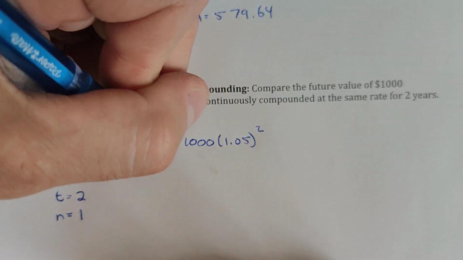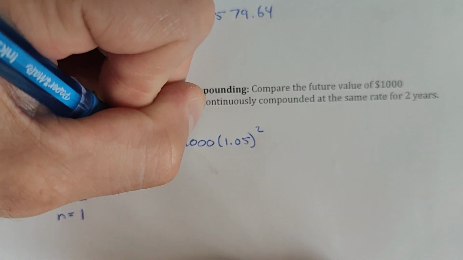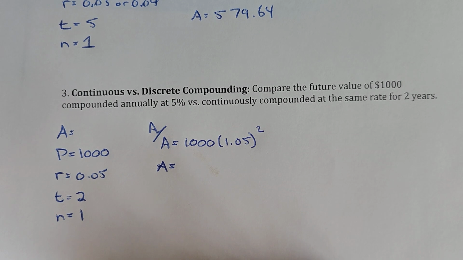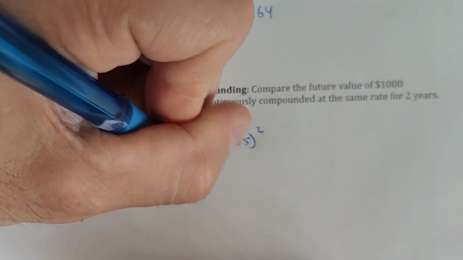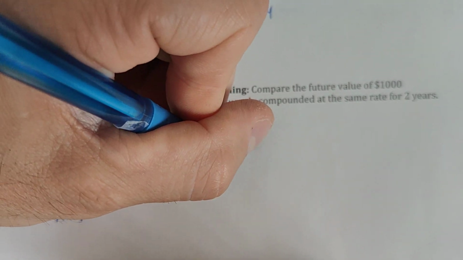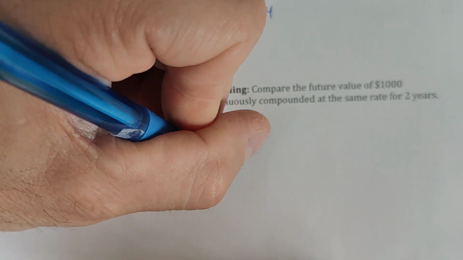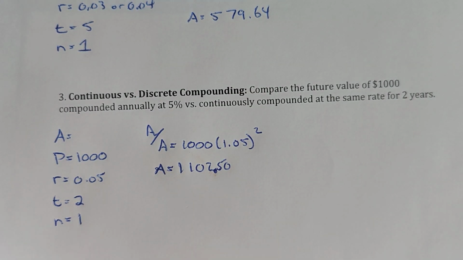And again, I'm just cheating the formula a little bit here for the sake of time and length of the video, but we're going to get 1,102.50. So it made $102.50 of interest. Not too shabby. If we were to do this continuously, then the formula changes.